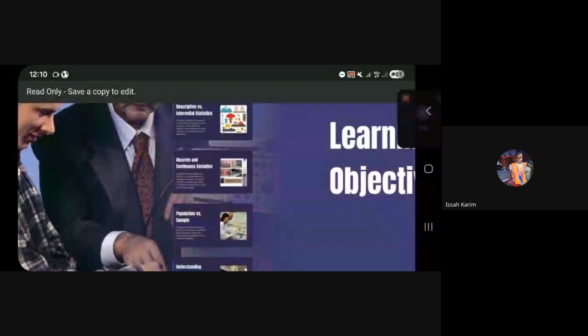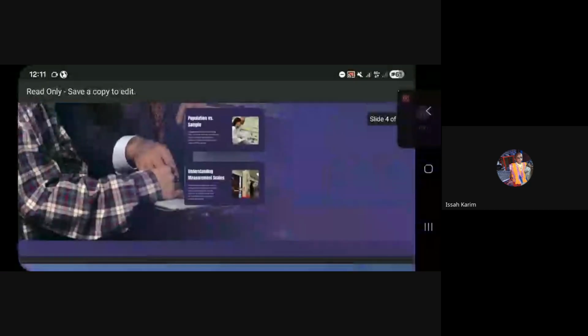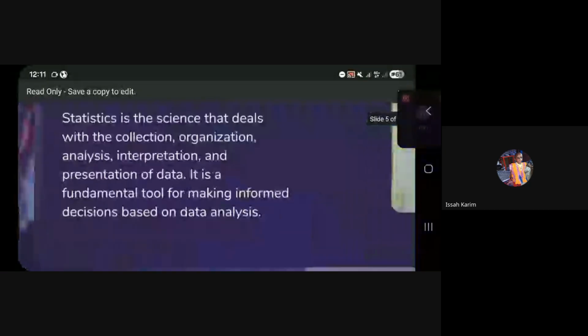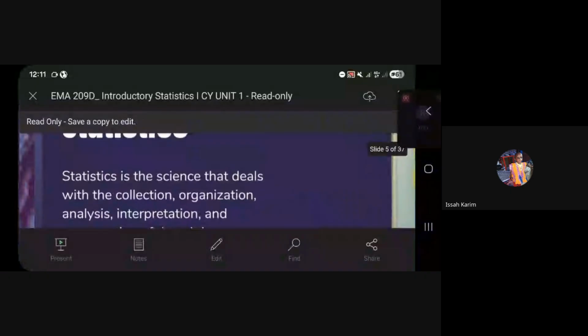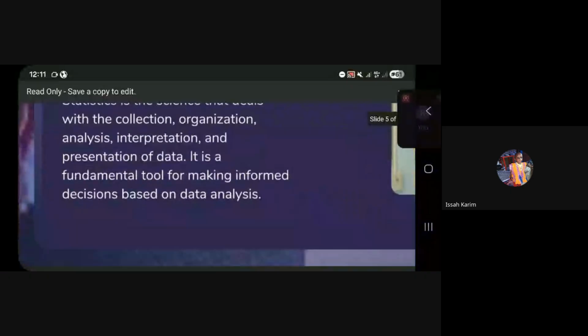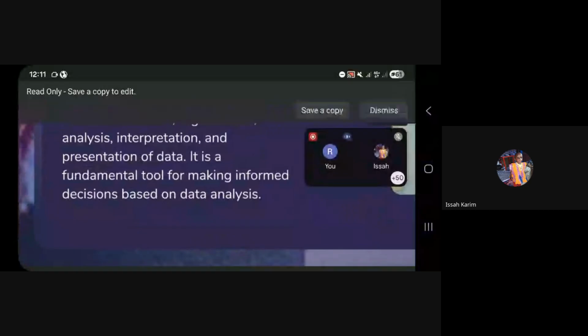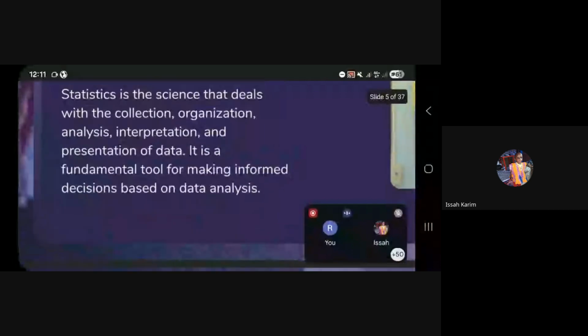Then we also look at discrete and continuous variables, and population and sample. What do we mean by population and sample? Then understanding measurement scales. What are some measurement scales that we can use with respect to statistics? So we'll be looking at these. These are the objectives. So please, as we go on, when we are done, I'll ask you what you are taking away. If you are telling me what you are taking away, let the objectives be your guide.